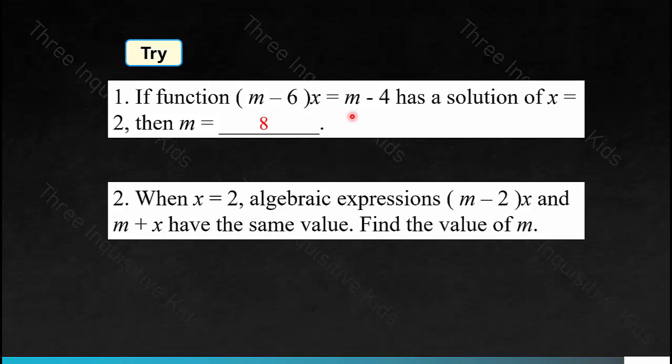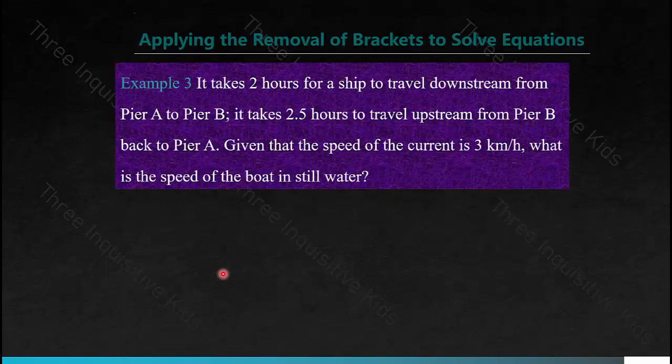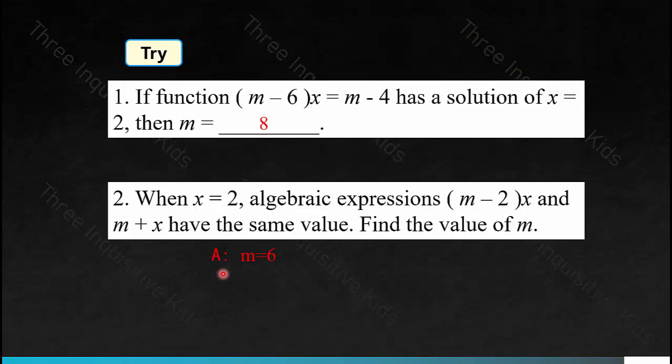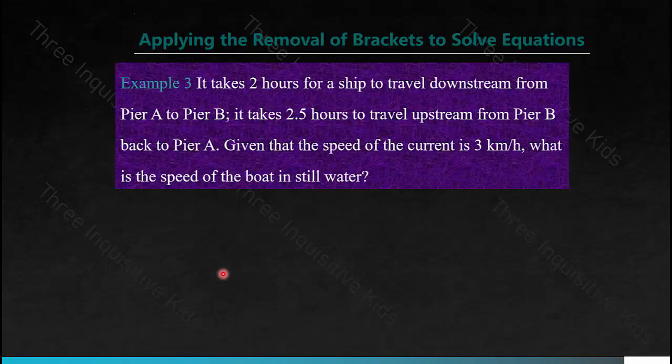Well, again, you can substitute 2 in here, and since they have the same value, you can write an equation: m minus 2 times x is equal to m plus x. So therefore, solved, m is equal to 6. Apply the removal of brackets to solve equations.